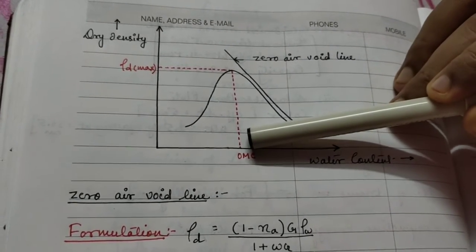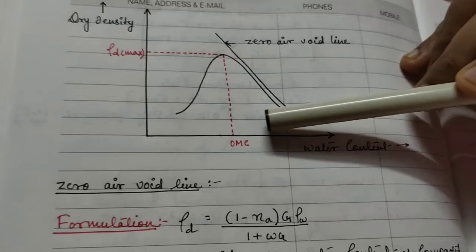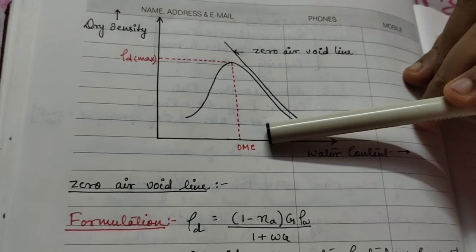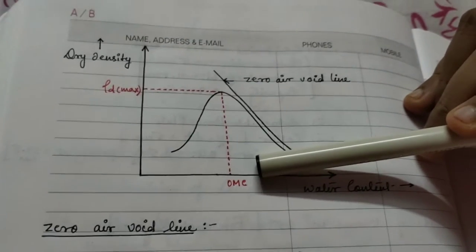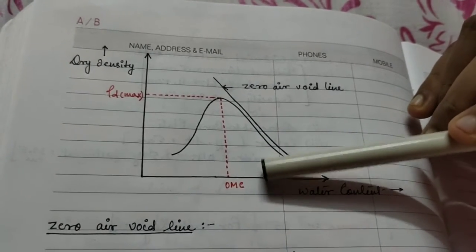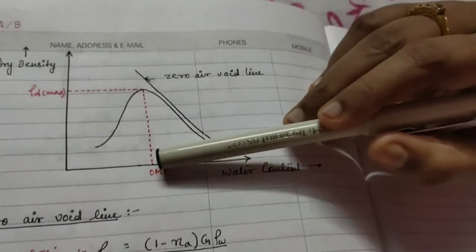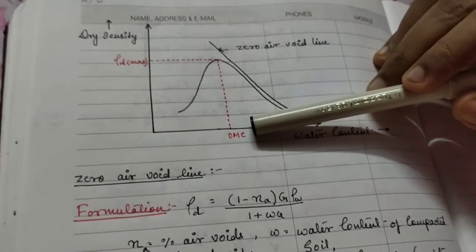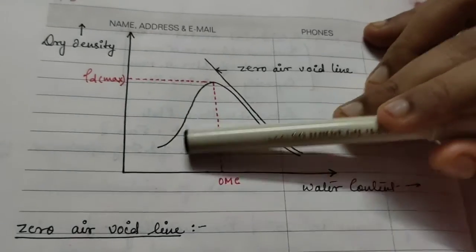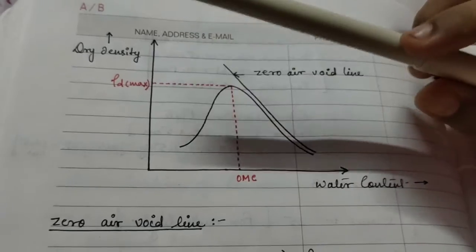So optimum moisture content is that water content beyond which the density of the soil decreases. Thus, whenever we are going to perform any compaction test, it must be kept in mind that the water content must not exceed the value of OMC, or optimum moisture content. If the value of the water content increases beyond OMC, then what will happen? The result will be a decrease in the dry density of the soil. So from here we can easily find out the maximum dry density for the particular type of soil.